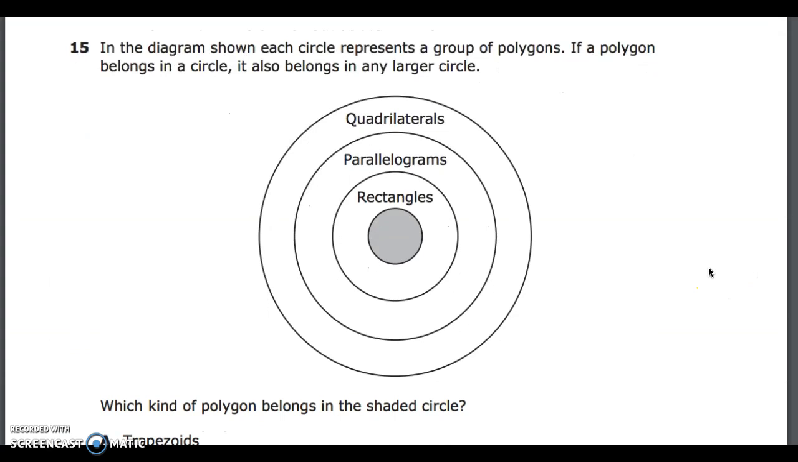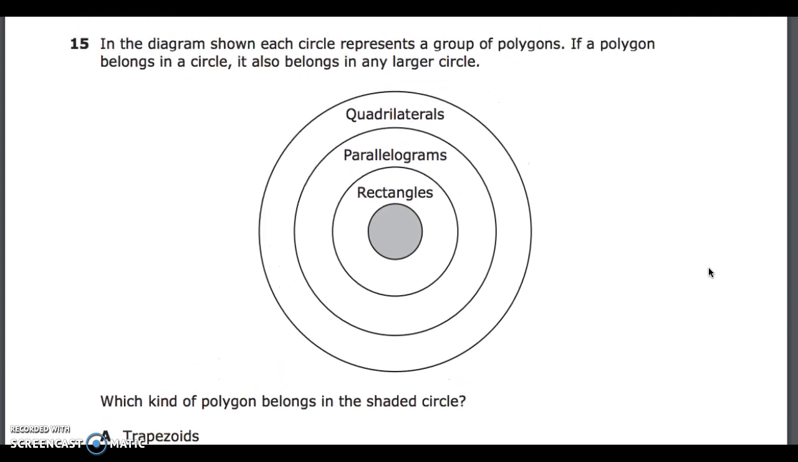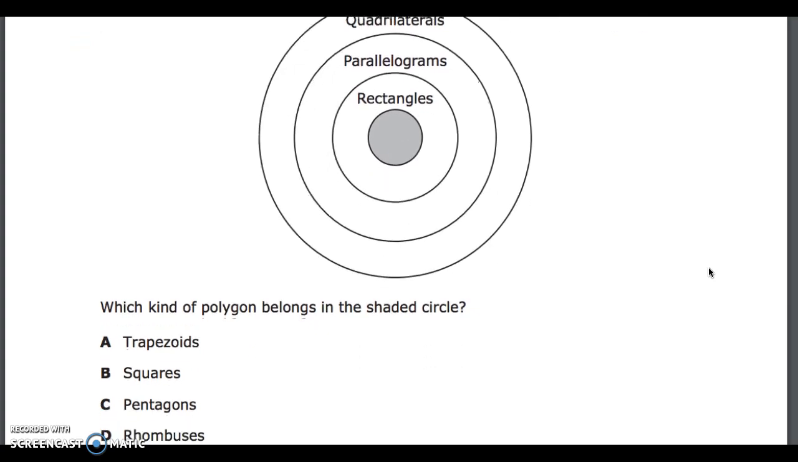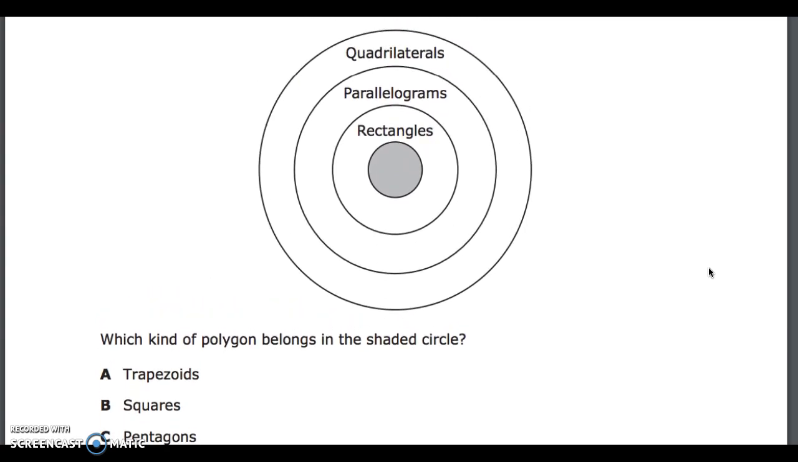Number 15. In the diagram shown, each circle represents a group of polygons. If a polygon belongs in a circle, it also belongs in any larger circle. What kind of polygon belongs in the shaded circle? A. Trapezoids. B. Squares. C. Pentagons. D. Rhombuses.